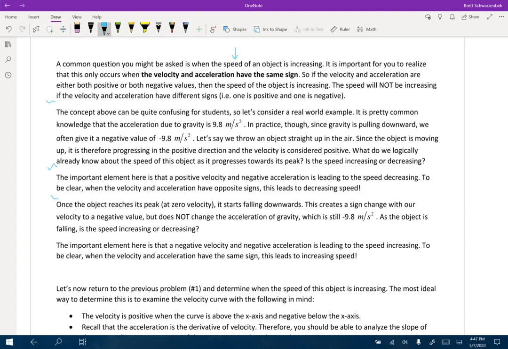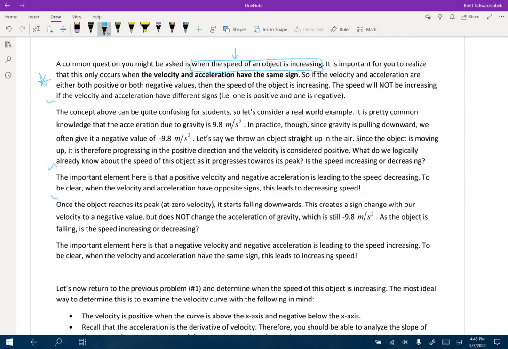So when the speed of an object is increasing, that is the key concept on this whole page. It is important for you to realize that this only occurs when velocity and acceleration have the same sign. Okay, so what does that mean? If velocity and acceleration are either both positive or both negative, then the speed of the object is increasing. The speed will not be increasing if the velocity and acceleration have different signs, so one is positive and one is negative.